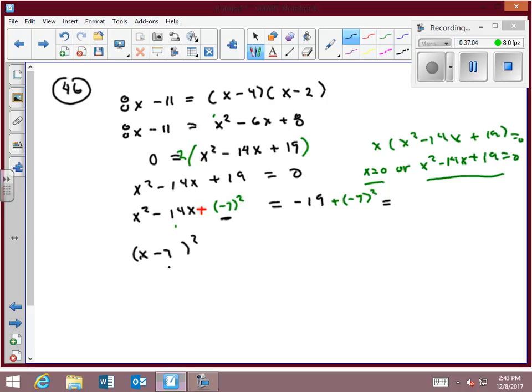Now this one is a minus 19, and then it's plus 49. So that's actually 30, isn't it? So this is equal to 30. Are you good with that? So now I take the principal square root of the left-hand side, plus or minus the square root on the right-hand side. The left-hand side is x minus 7.